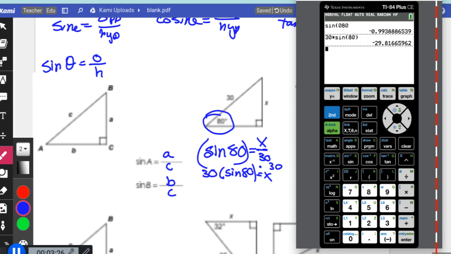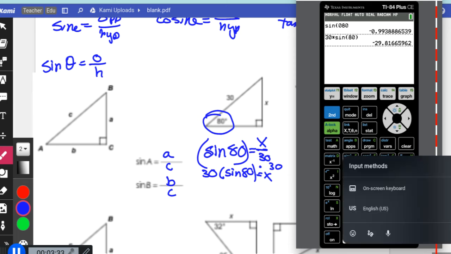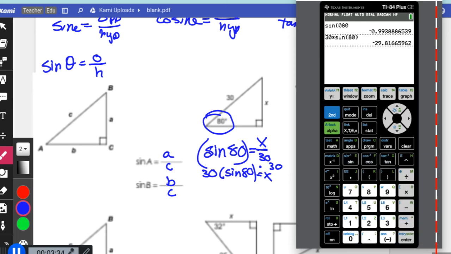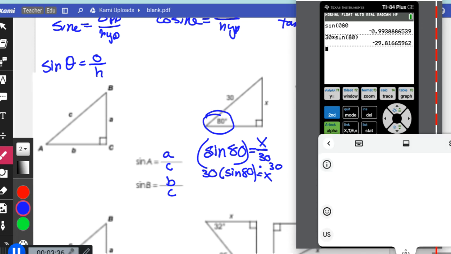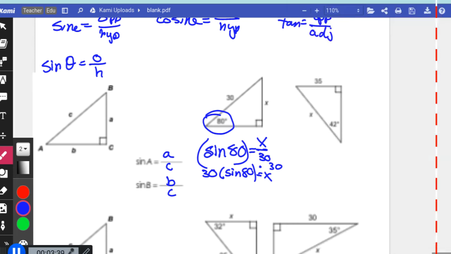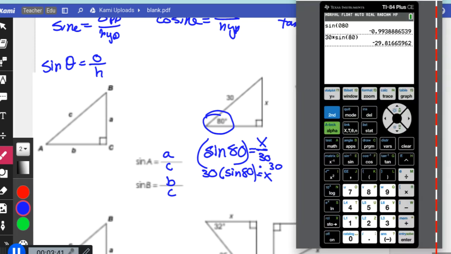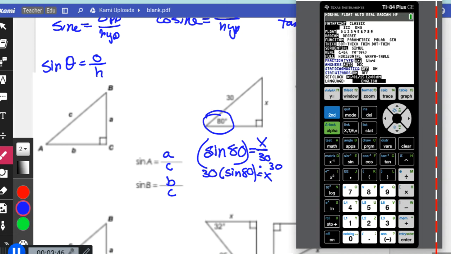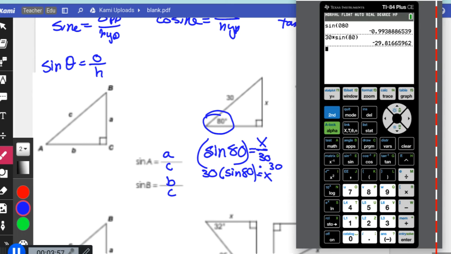Oh, I'm in radians. This should not be negative. Do you see where it says radians? Up at the top in this menu bar, it says normal, float, auto, real, radian. I don't want radians. Mode, down, down. We want degrees because we're dealing with angles in degrees. All right, try that again.